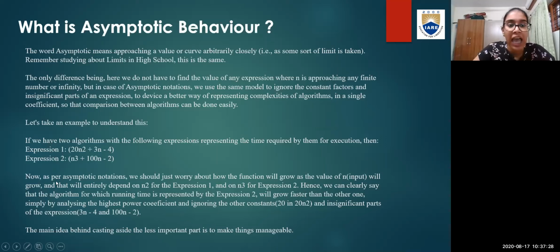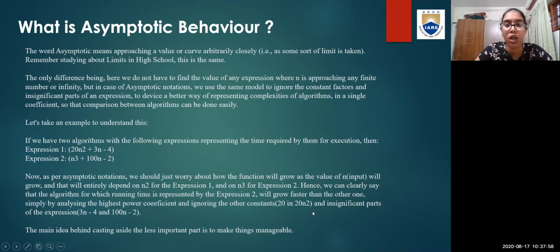will grow. And that will entirely depend on n square for the expression 1 and on n cube for the expression 2. Hence, we can clearly say that the algorithm for which running time is represented by the expression 2 will grow faster than the other one. Because n cube, the degree is more, simply by analyzing the highest power coefficient and ignoring the other constants. So that is asymptotic behavior.